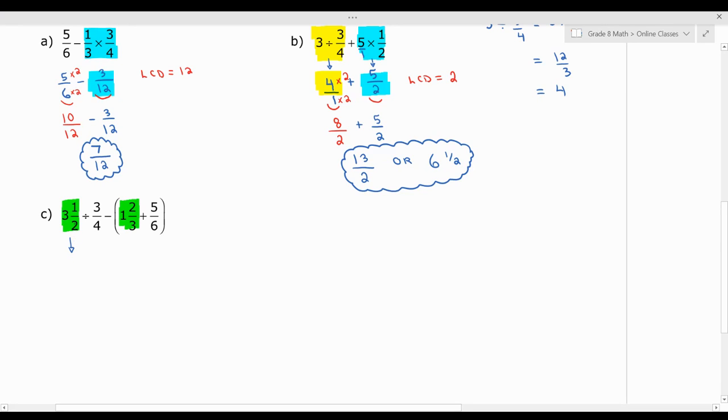3 and 1/2, I'm going to think about 2 times 3 is 6, add 1, that's like 7/2. Still divided by the 3/4. The minus stays, the bracket has to stay. And then 1 2/3 would be like 3 times 1 is 3 plus 2, that's like 5/3 plus 5/6. So all that happened, change from mixed to improper, change from mixed to improper.